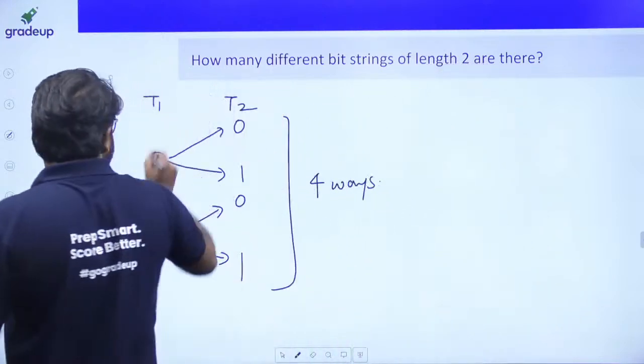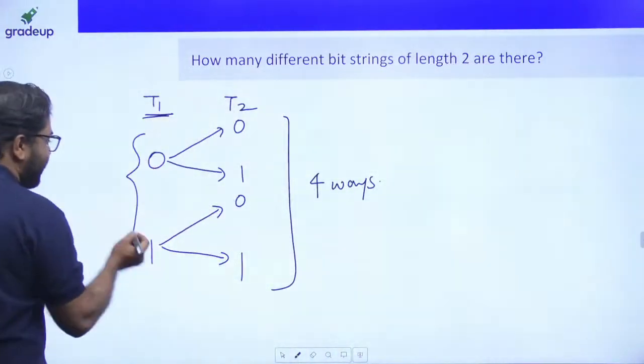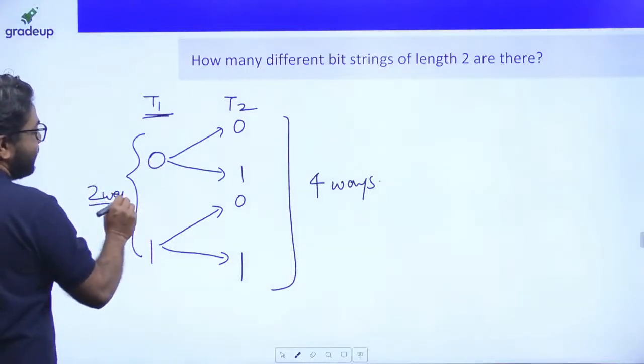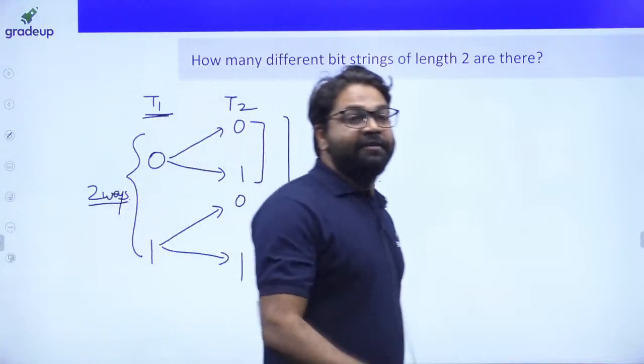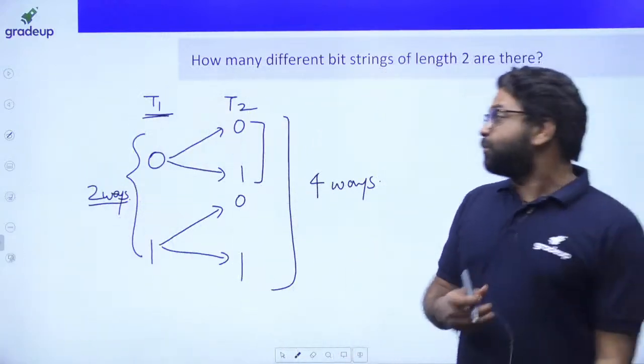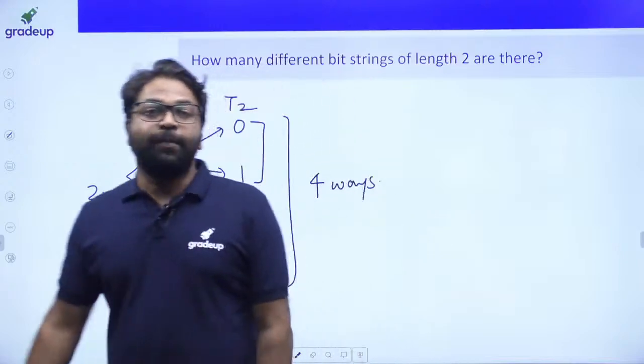So there is a task T1. How many ways can you write it? You can write it in 2 ways, and this one is also in 2 ways. So this will clear all the definitions with respect to what is called a product rule.